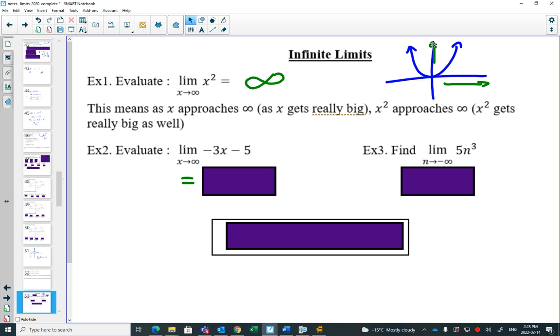Here's a line, negative 3x minus 5. Put a big number in. What's going to happen? Are you going to get a big positive number or a big negative number? So we're going to say that that limit is negative infinity.